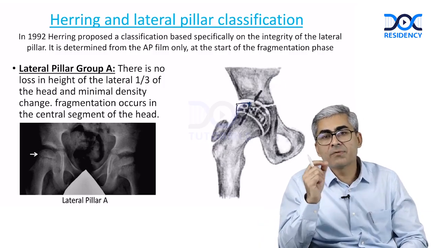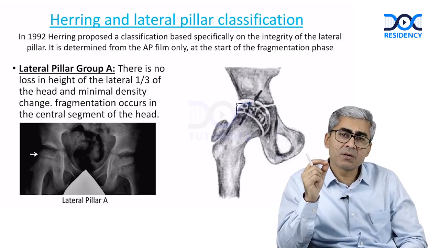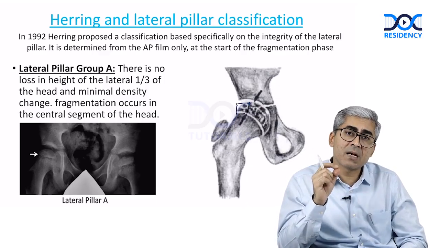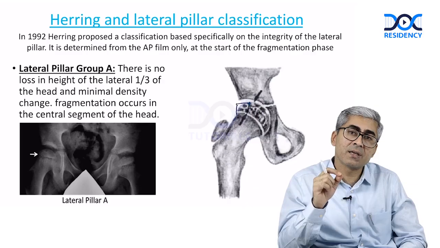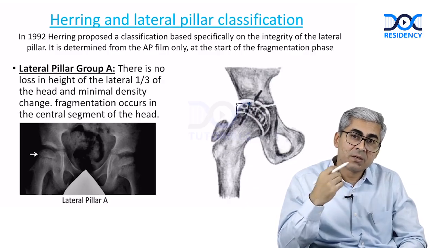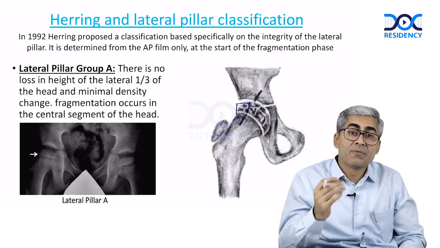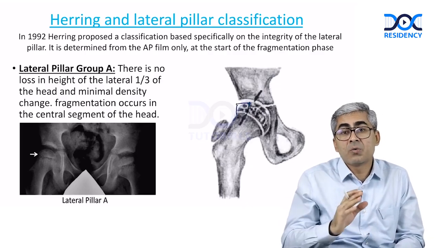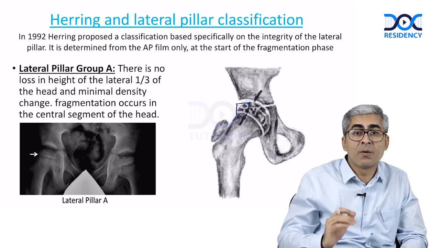Based on the height of the lateral pillar, why is the lateral pillar important? Because that is the most weight bearing part, and that is the part which is going to get affected the most and deformed also. So, that is why the lateral pillar classification is significant, because that will determine ultimately how your femoral head is going to extrude or deform.